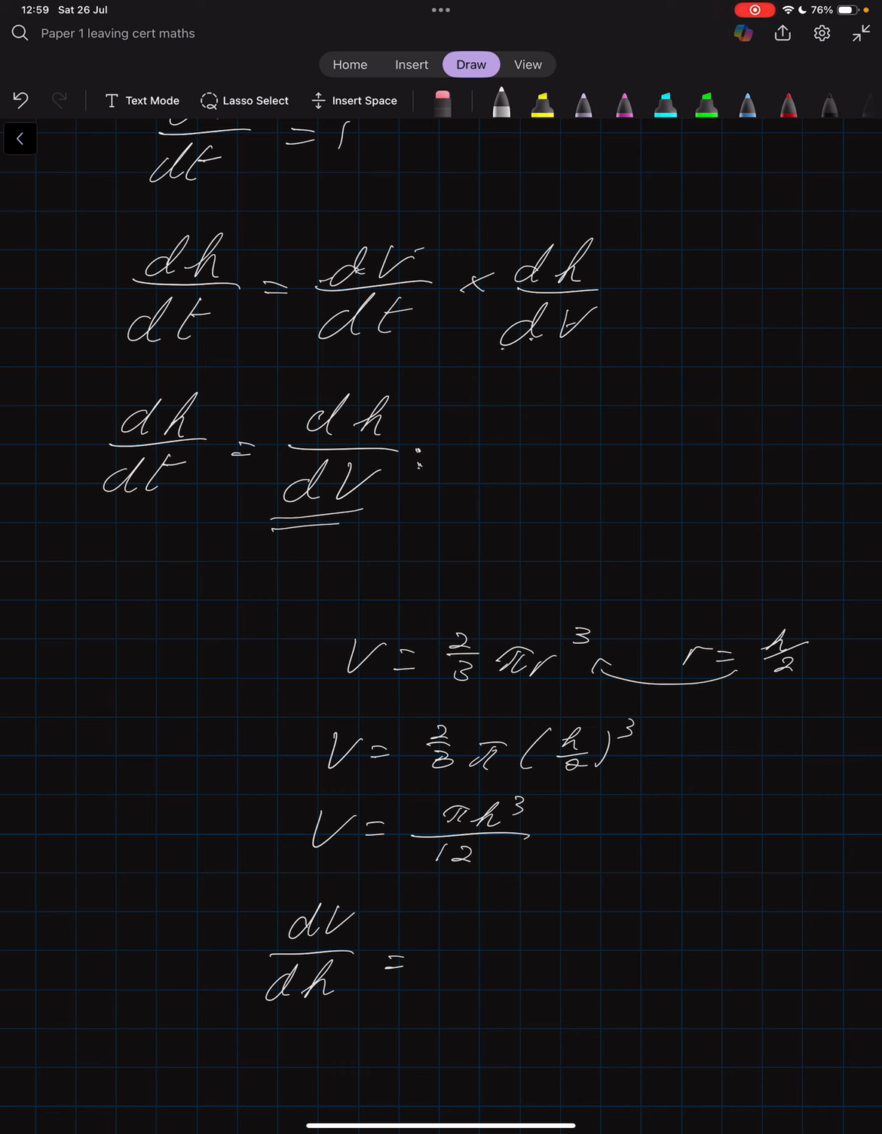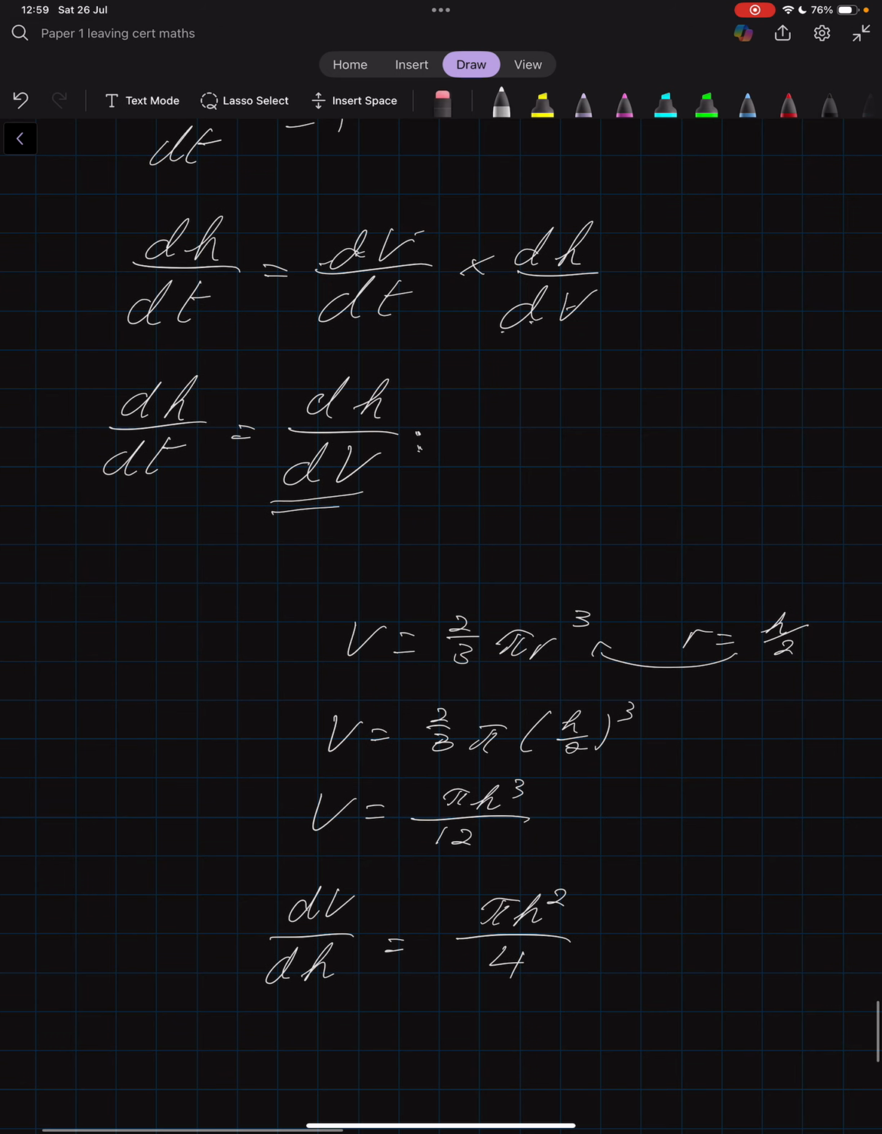Which is going to be equal to pi h squared over 4. So the 3 comes down, 3 divided by 12 is 1 over 4. That's where this 4 has come from. And basically, now you can say, if dV/dh is pi h squared over 4, then dh/dV is just the flip of it. So it's just equal to 4 over pi h squared.